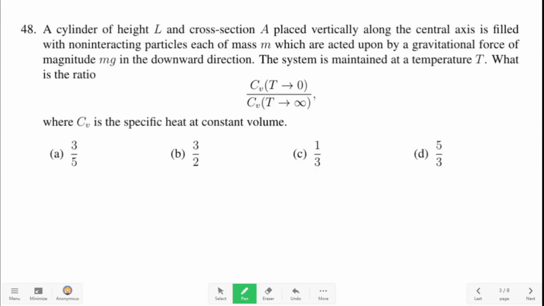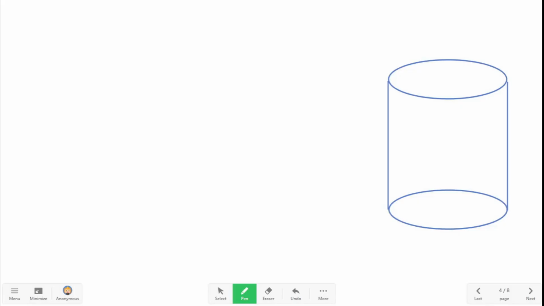In this question from JEST 2023, we have a cylinder of height L and cross section A, which is placed vertically along the central axis. So we have this height equal to L and its cross-sectional area is A, and inside the cylinder there are non-interacting particles of mass m. Each of these particles has mass m, and the gravitational force acts on it downward, which is mg.